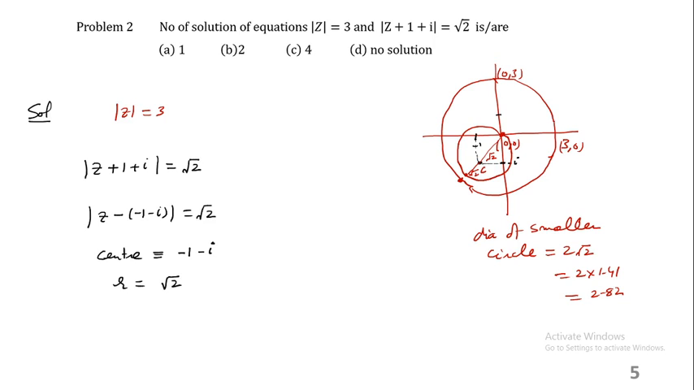And both the circles are not intersecting at any point. So we can say that there is no solution. No solution of this equation. That is option D is correct. We won't have any solution because both the circles will not intersect. There is no common z which satisfies both the equations.